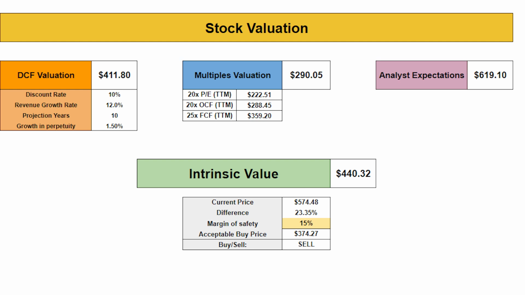Secondly, using a multiple valuation of 30 times trailing 12 months price to earnings, operating cash flow, and 25 times trailing 12 months free cash flow, we get a fair value of $290. Finally, the analyst target price is $619. Putting it all together, we get an intrinsic value of $440.3. And using a 15% margin of safety, we get an acceptable buy price of $374.2, suggesting that the stock at the current levels is overvalued.